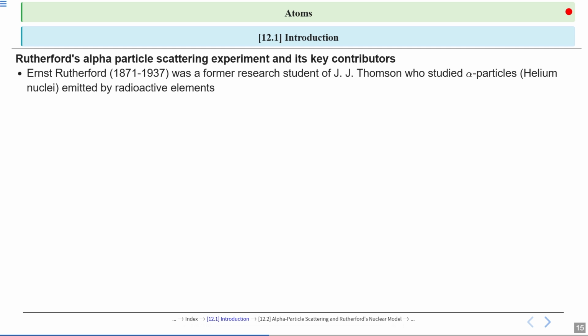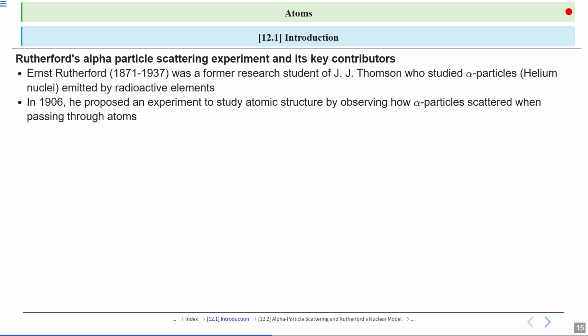Rutherford studied alpha particles, which are the nuclei of helium atoms, meaning they have two protons and two neutrons and carry a positive charge. Focus on that: alpha particles are much heavier than electrons and can be detected as they pass through materials. In 1906, Rutherford came up with an experiment to learn about atomic structure.